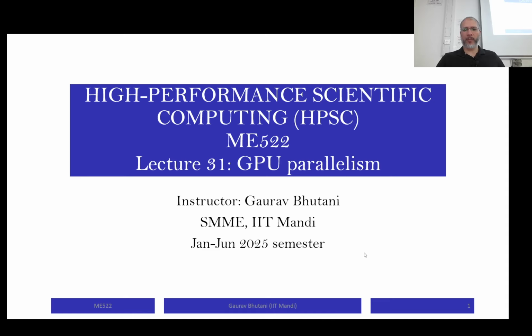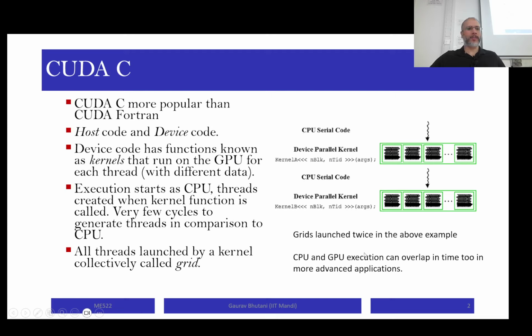Let me do a quick recap of the problem. We said that in a CUDA C code, or CUDA code, could be CUDA C or CUDA Fortran, you have two types of codes. One is a host code, the other is a device code. Host is the one that is written for the CPU and device is typically your GPU. So device code is basically the code that runs on the GPU.